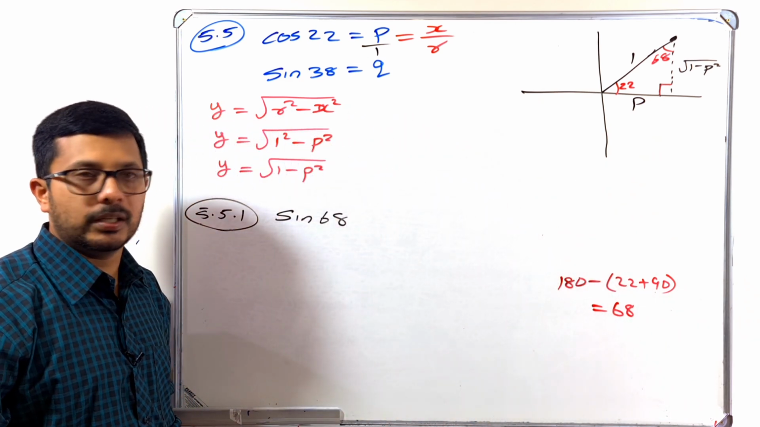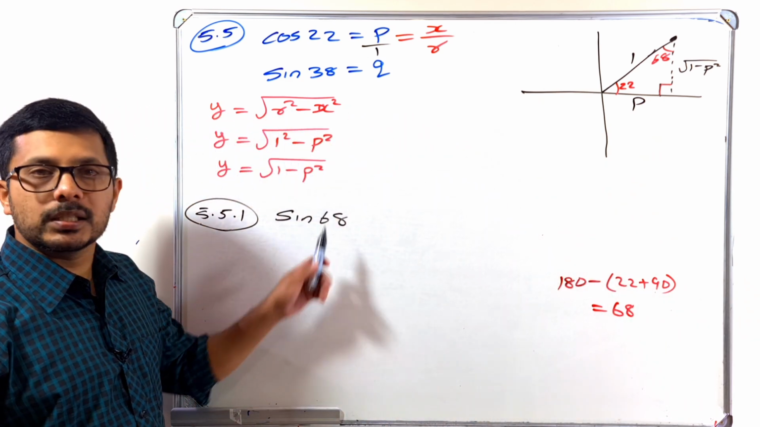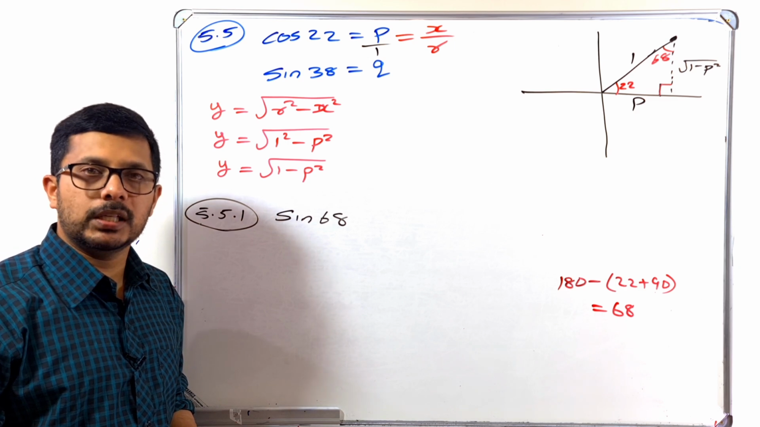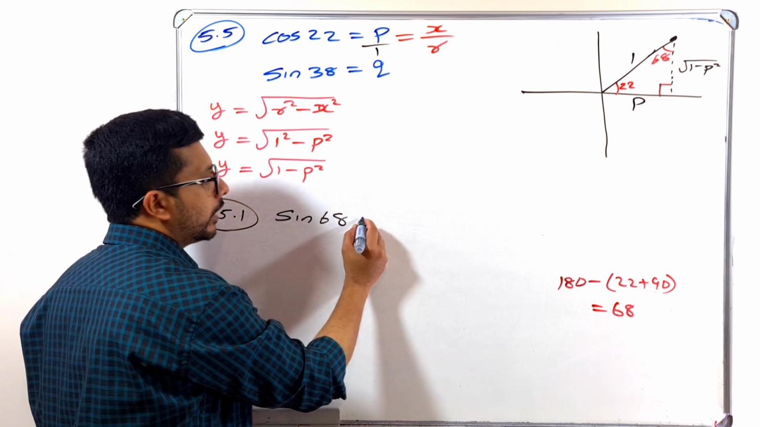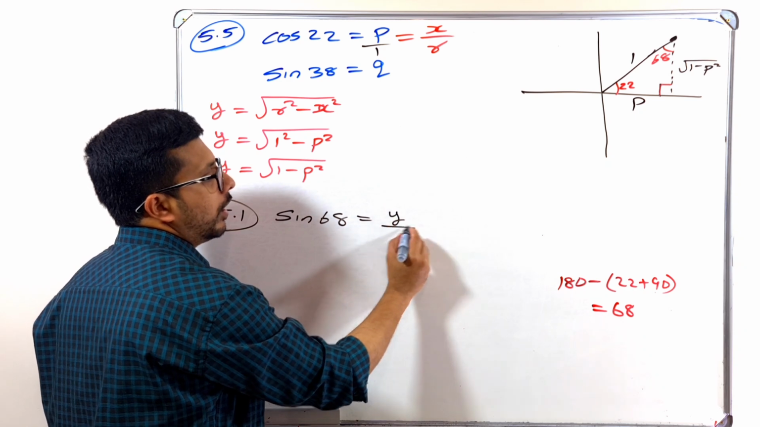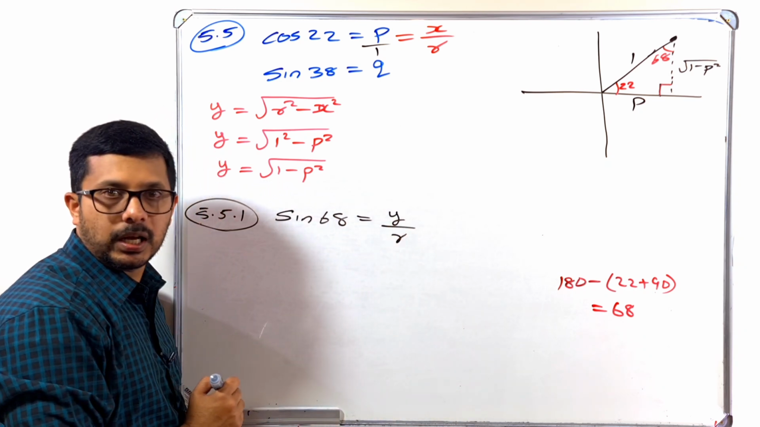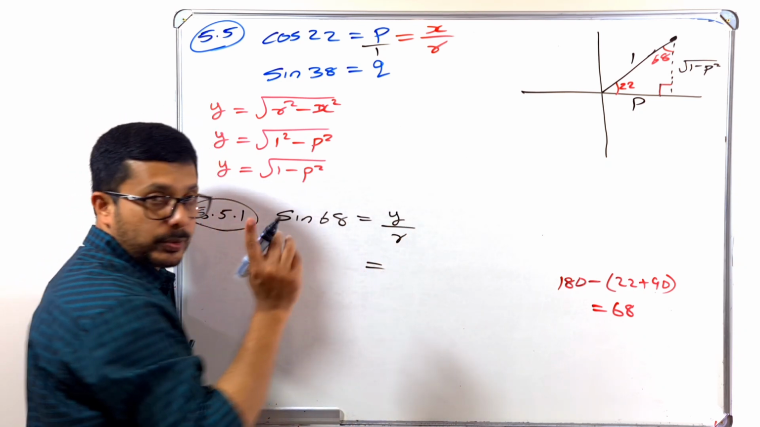Do you understand? Okay, so now it's very easy. Sine 68. What is the definition of sine? Opposite side by hypotenuse. So opposite side we represented with the y, hypotenuse we represent with the r. Okay, so you must be careful.